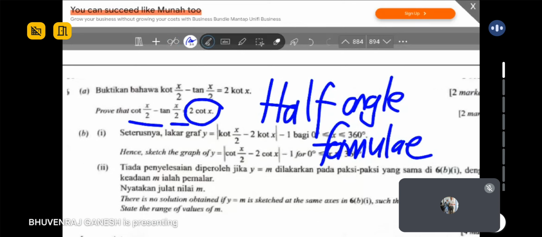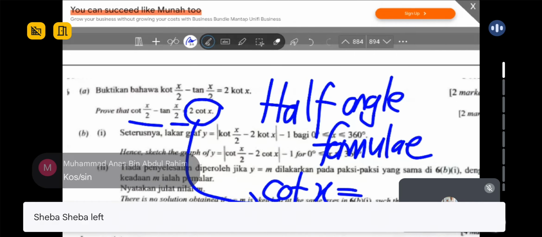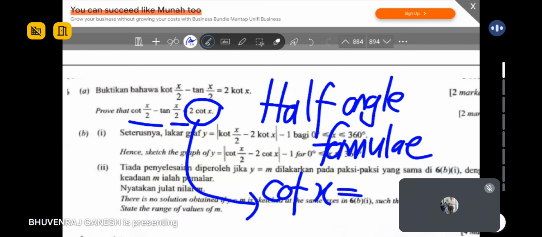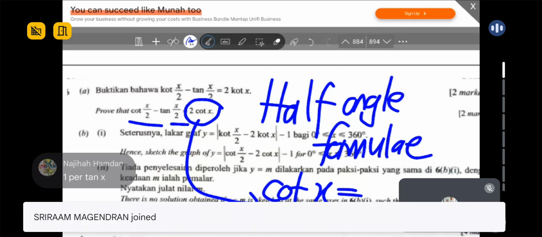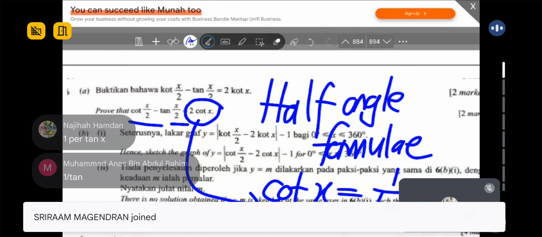Okay guys, first step. Cotangent X sama dengan apa guys? Can you all tell me what you know? Apa rumus yang kamu tahu? Cot X equal to what? Yes, this one is important. Cos X over sin X. Other than that, there's one more. Cot X equal to 1 over tangent X.